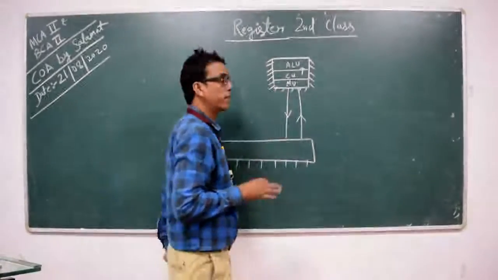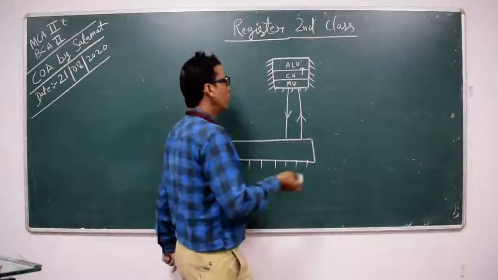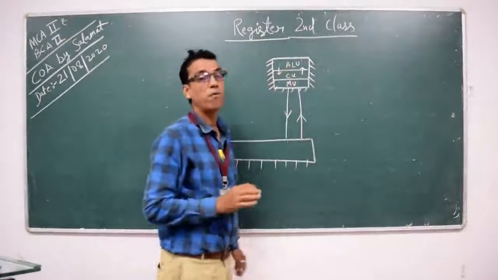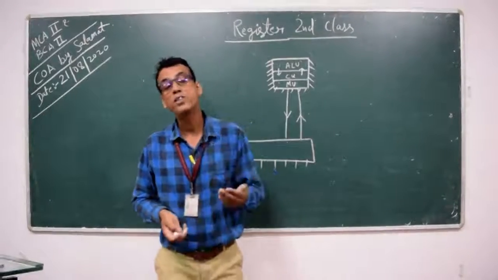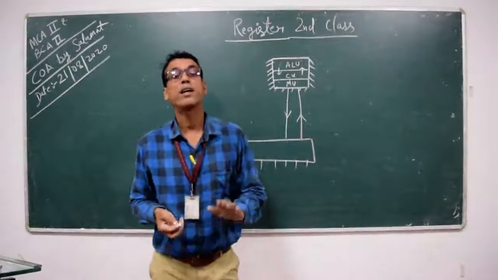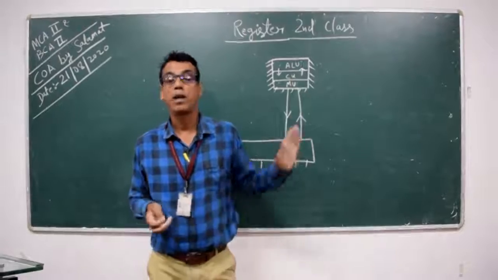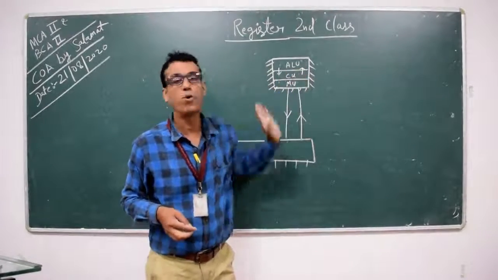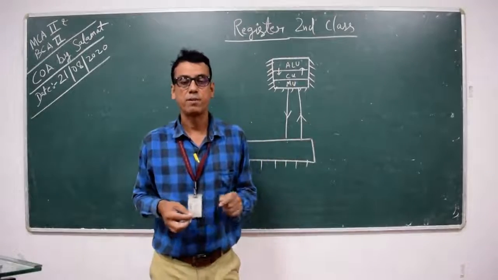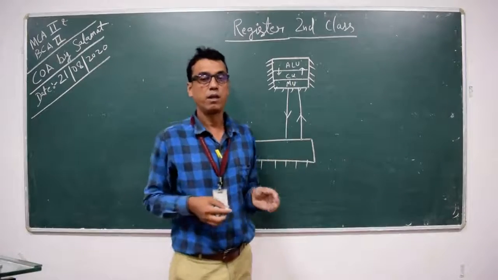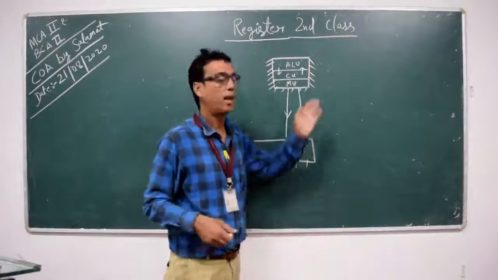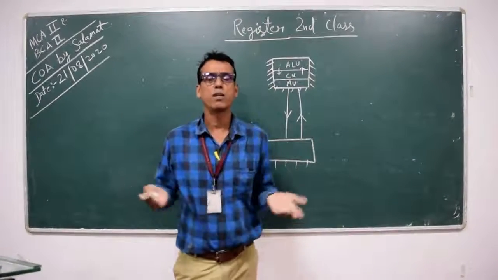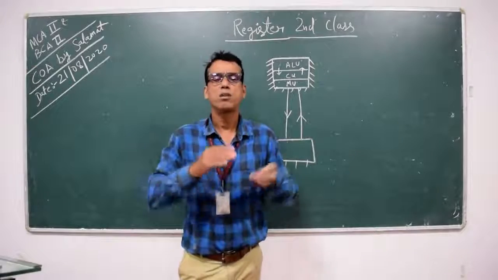Once the data is processed according to the instruction, the ALU returns it back to CU, and CU again checks whether the data is correctly processed by ALU or not. If not, then that data and instruction is sent back to ALU to reprocess. Again ALU processes and returns back to CU. So CU means what? Control unit.